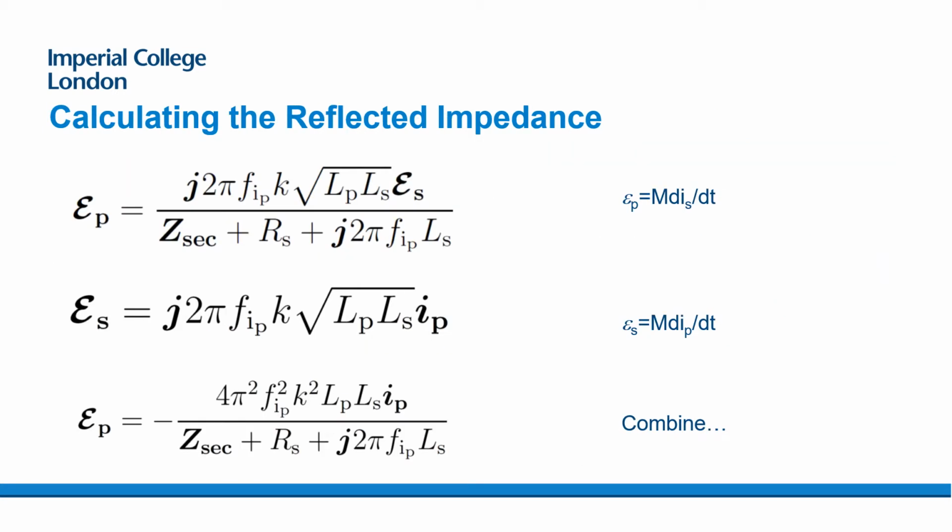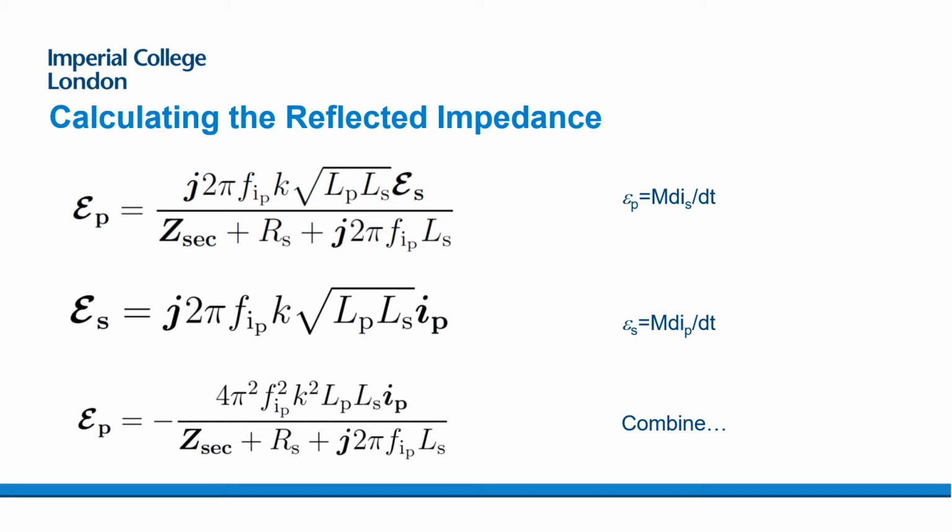We can calculate the reflected impedance just looking here. The voltage induced on the primary is simply the mutual inductance multiplied by the rate of change of secondary current. The secondary induced voltage is just the mutual inductance multiplied by the rate of change of primary current, and if I combine those two, I can get an expression here of the primary side induced voltage as a function of primary current and the other main parameters in the system.